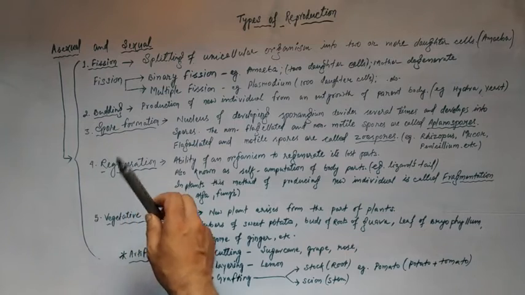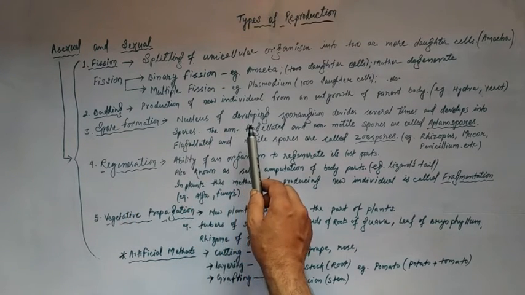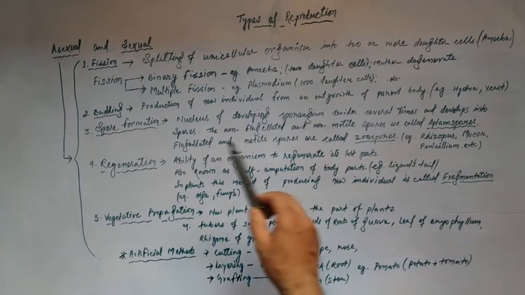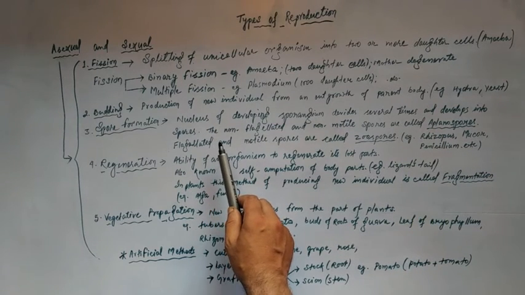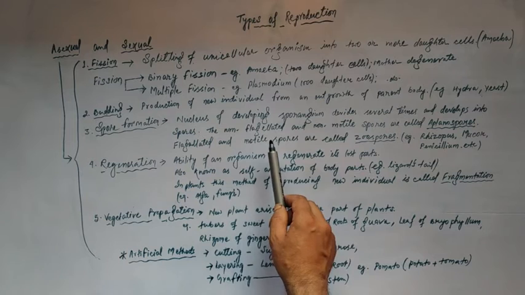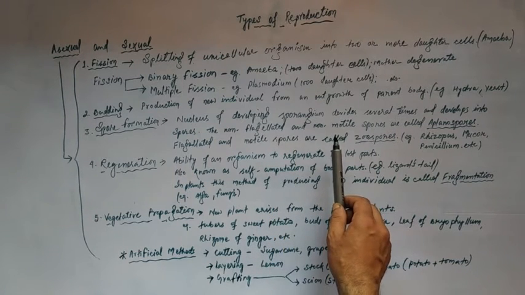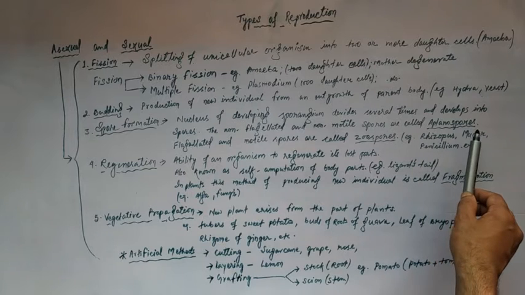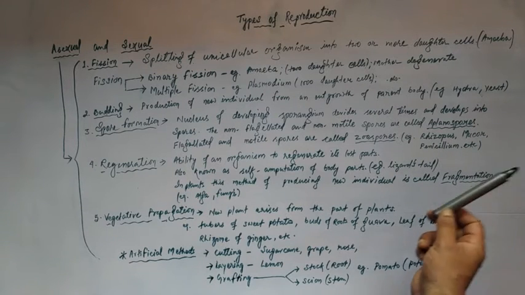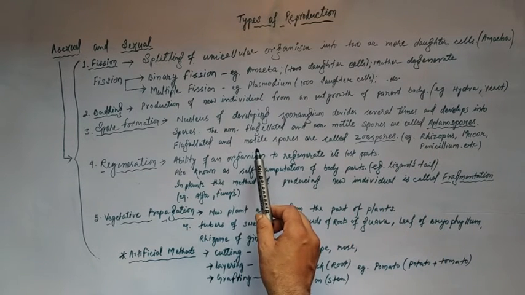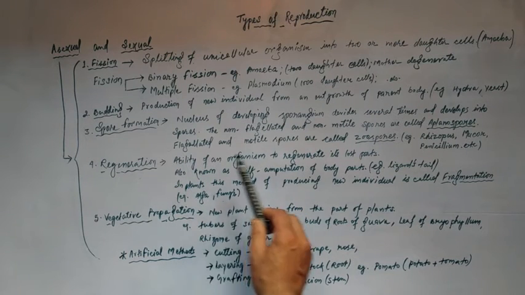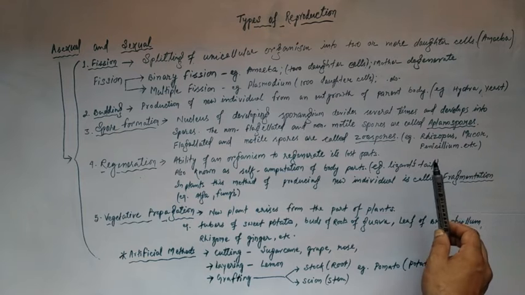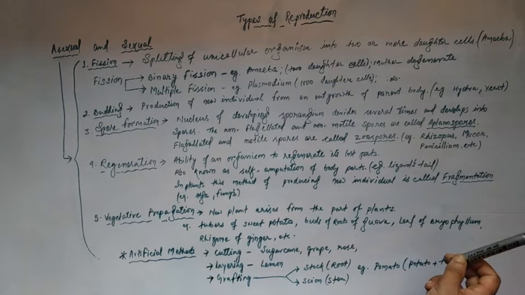Next one is spore formation. The nucleus of the developing sporangium divides several times and develops into spores. The spores are non-flagellated and non-motile. When the spores are non-flagellated and non-motile, they are known as aplanospores. And when the spores are motile and flagellated, they are known as zoospores. Example: Rhizopus, Mucor, Penicillium, etc.